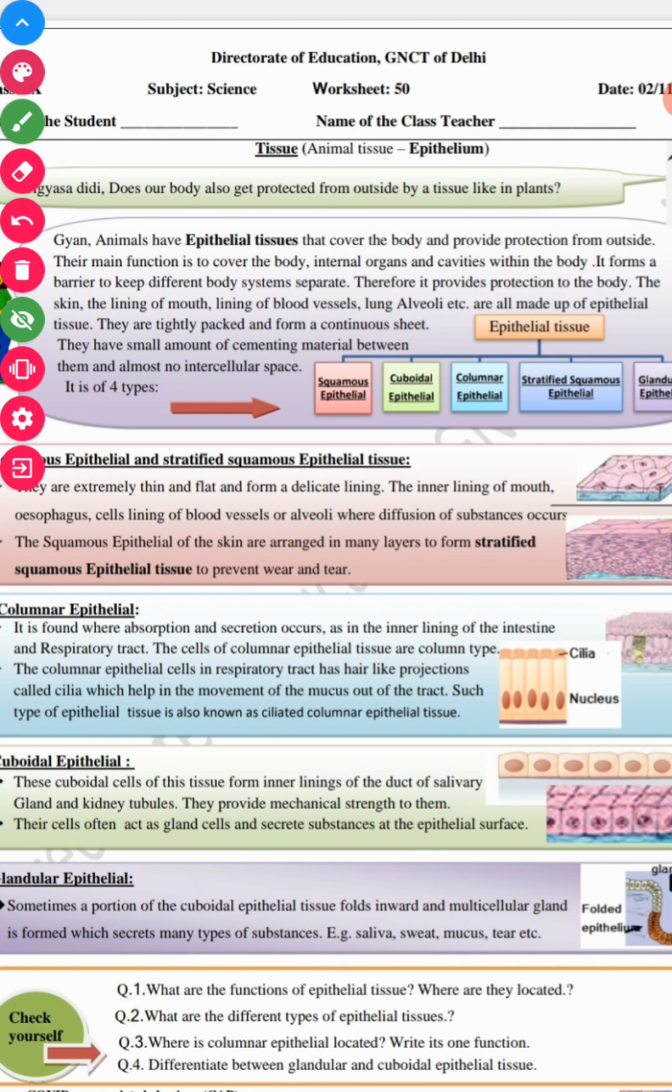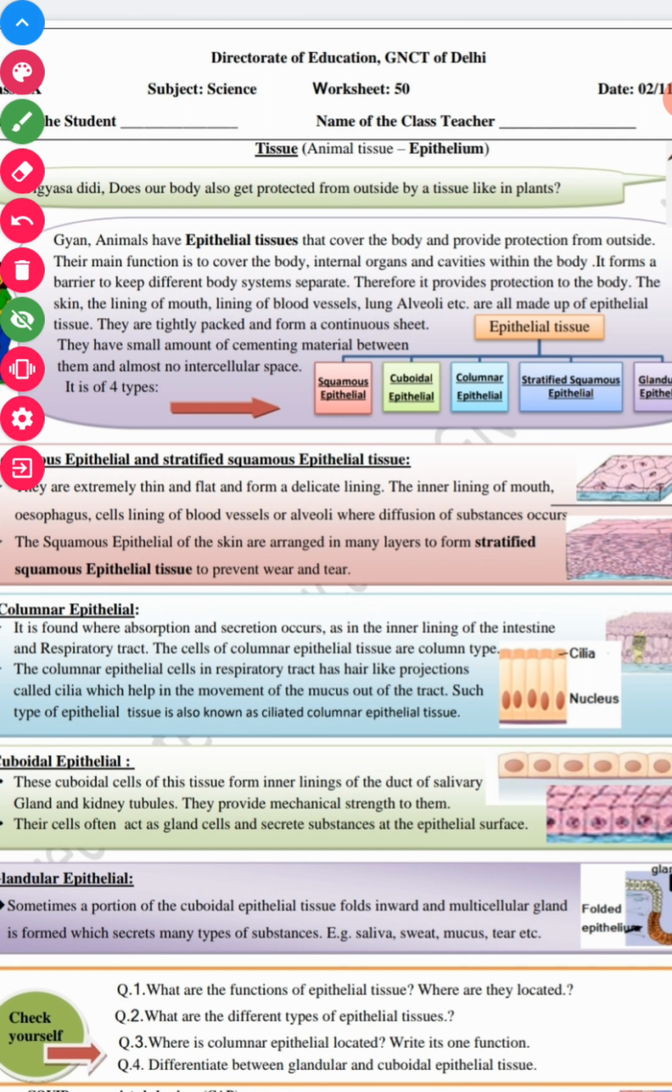There are four types, right? Squamous epithelium, second cuboidal, third columnar, and fourth is glandular. So mainly they are of four types.